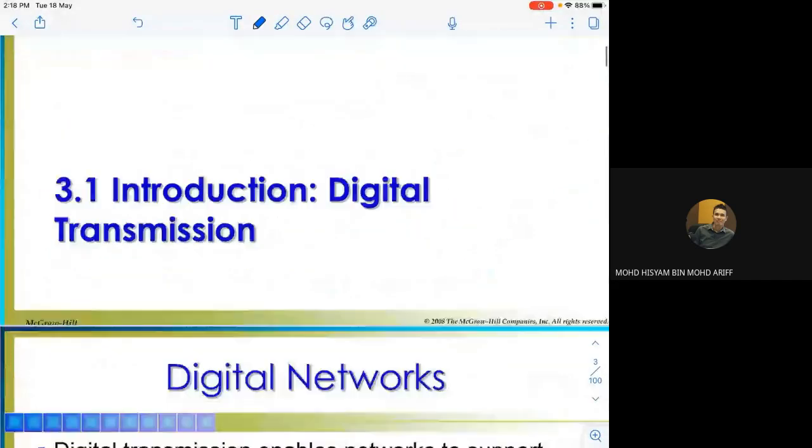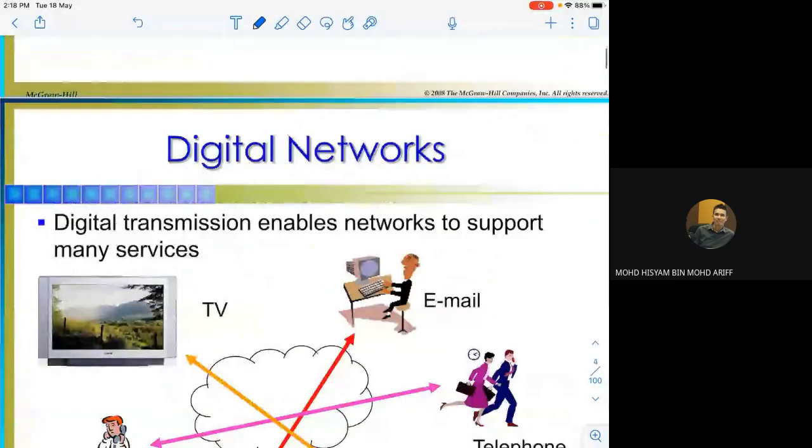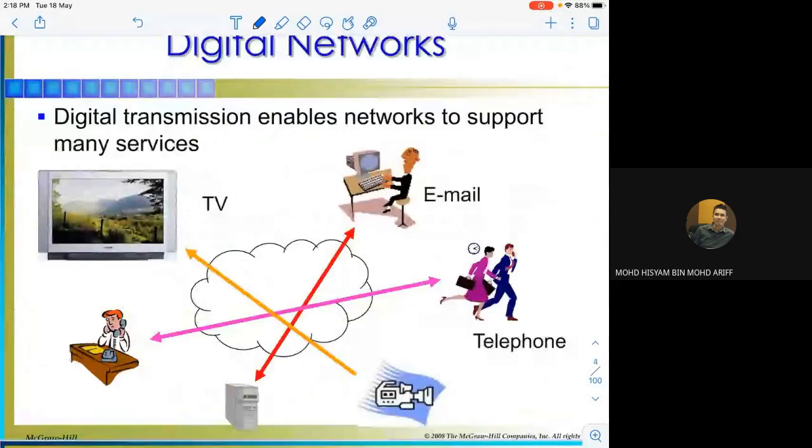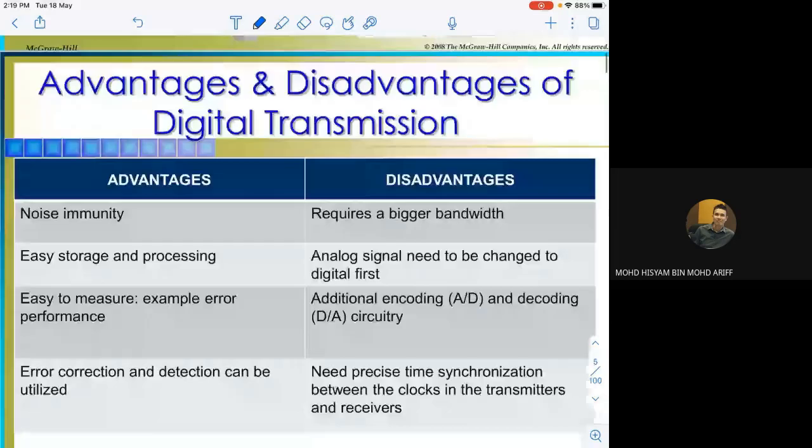Introduction to digital transmission. Digital transmission enables networks to support many services. TV also is digital, and your smartphone uses digital techniques. The advantages: when you deal with digital transmission, it means 0, 1, 0, 1, 0, 1, 0, 1.